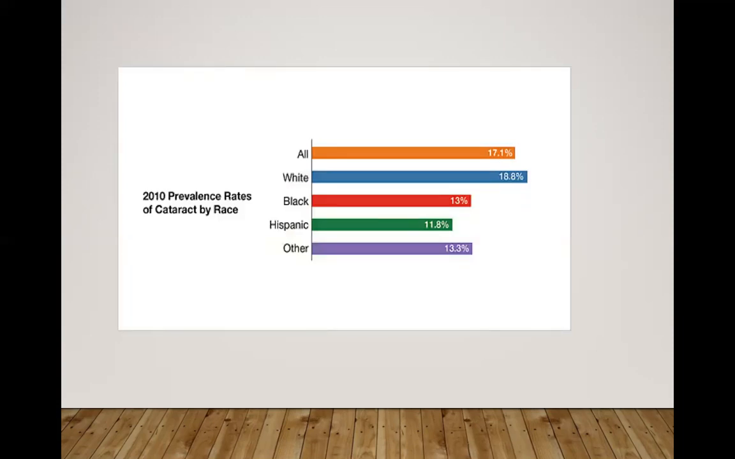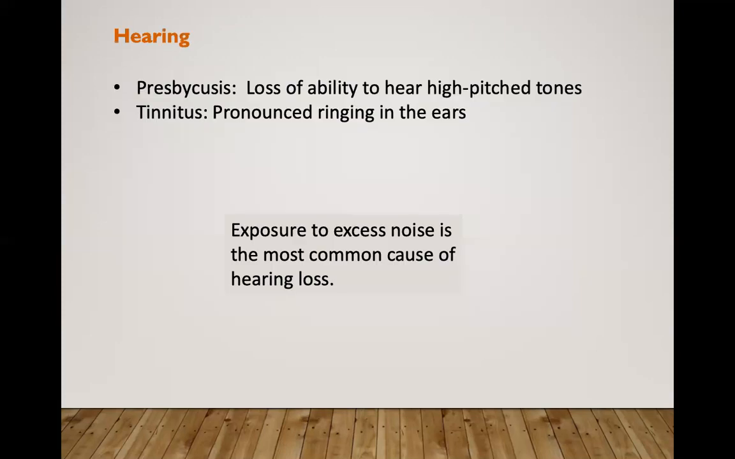This is old, 10 or 20 years old, but looking at the prevalence of cataracts by race for the older adult population, about 18% of the white older adult population have cataracts, Black population 13%, Hispanic 11.8%, and overall about 17% of the older adult population has been diagnosed with cataracts.